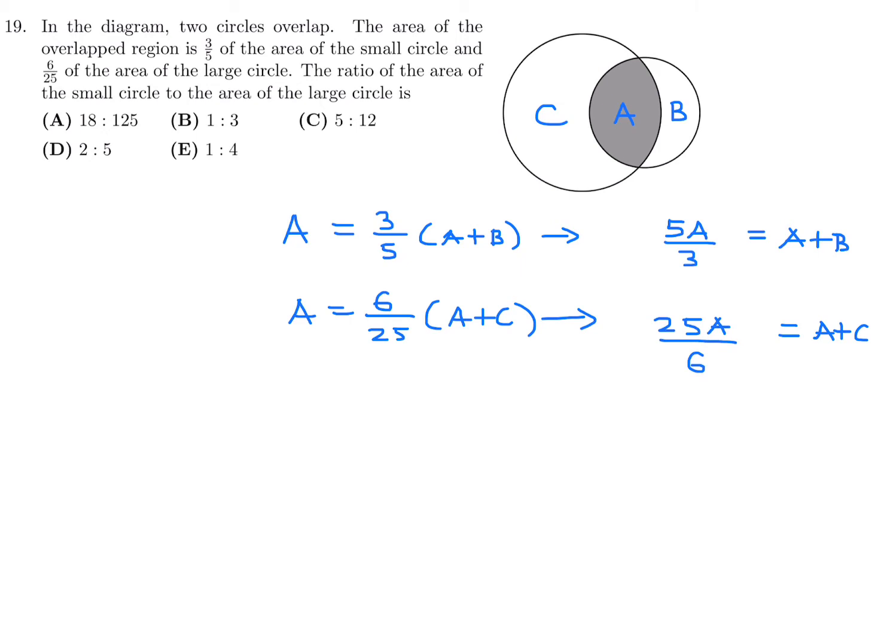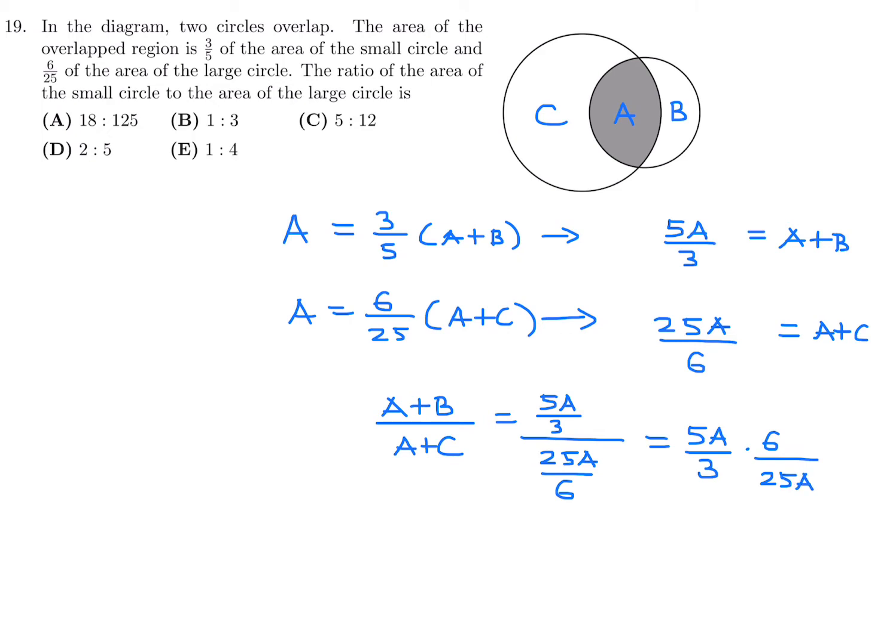So what do they want? The ratio of the area of the small circle to the area of the large circle. So the small circle over the large circle, like that. And that's going to be just 5A over 3 over 25A over 6. So 5A over 3, invert and multiply, 6 over 25A. The A's cancel, and we get 30 over 75, which would reduce to 2 over 5. Yeah, that's it. Therefore, number 19, the answer is D.